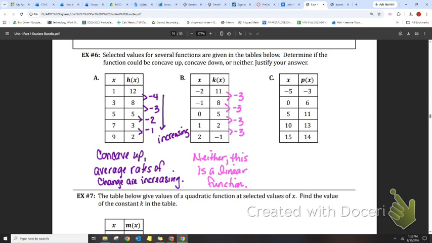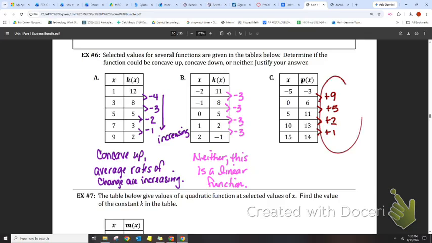All right, let's check out C. So look at the x's. They're in equal length intervals. They're each increasing by 5. So let's look at the p of x here. How do you get from -3 to 6? You add 9. 6 to 11, you add 5. 11 to 13, you add 2, and 13 to 14, you add 1.